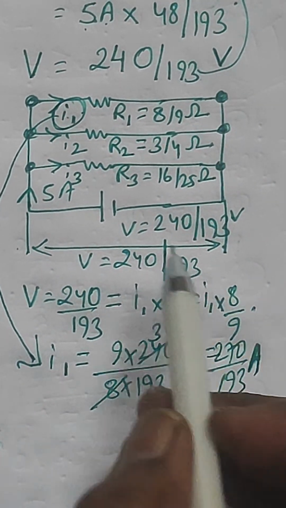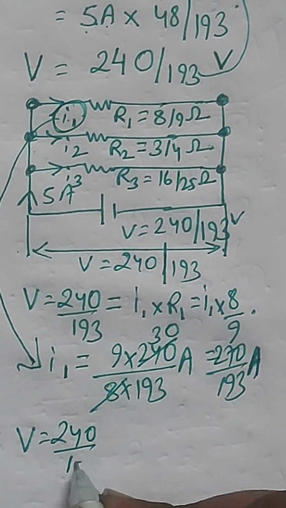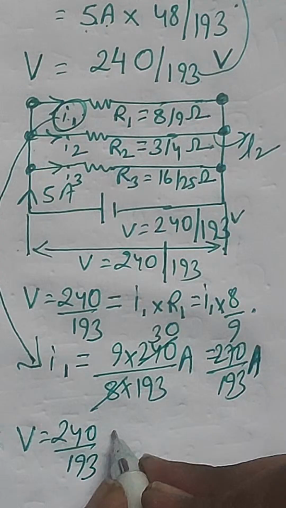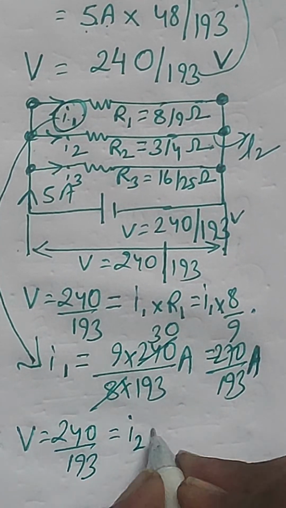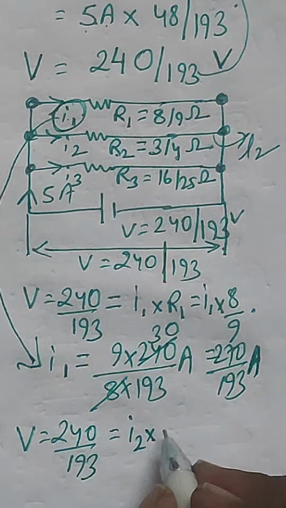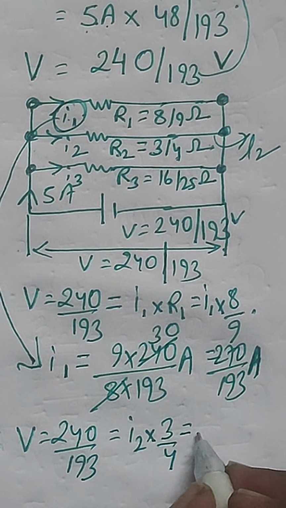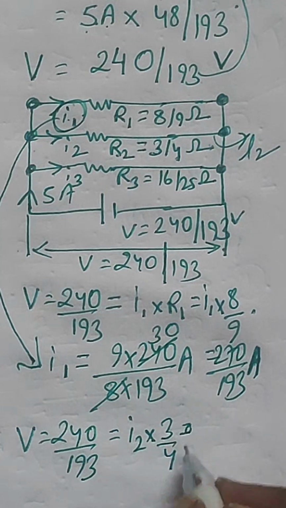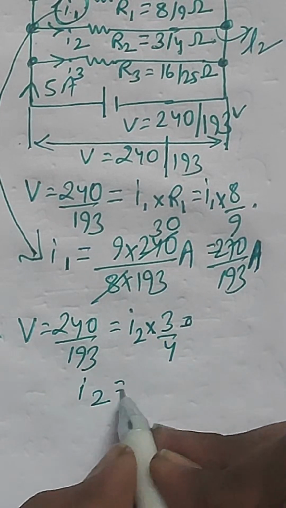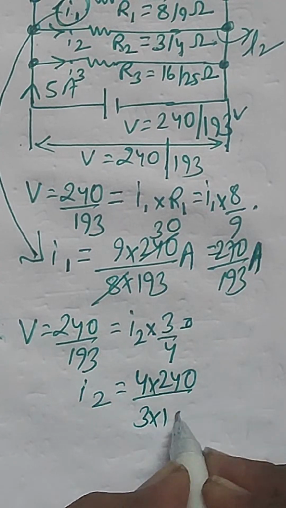Now since this is parallel connected, again the voltage of 240 by 193 will be applying to the second length, L2. So that will be equal to I2 into R2. What is the value of R2? R2 is 3 by 4. So just put 3 by 4. So this will give you the value of I2 as 4 into 240 by 3 into 193.